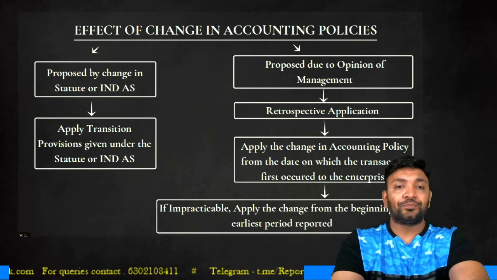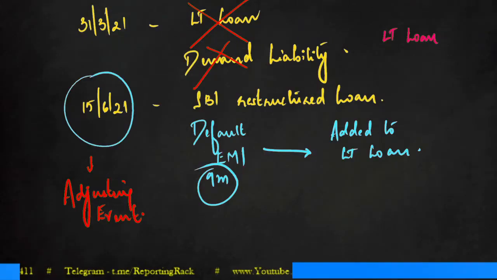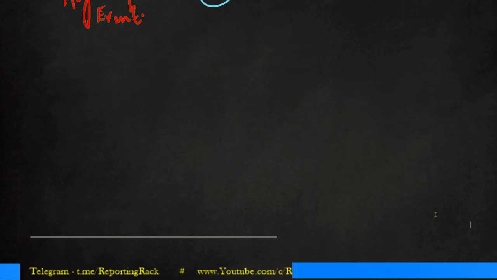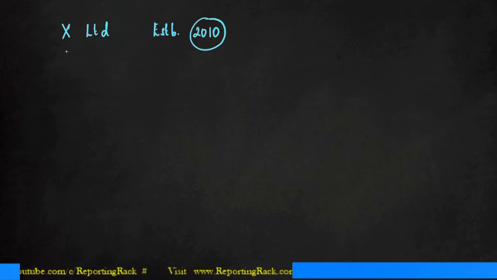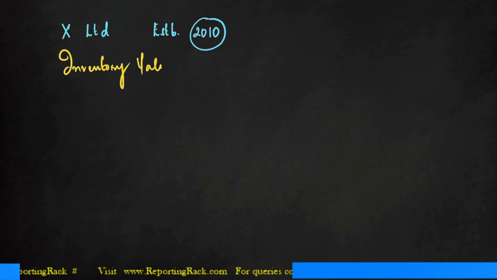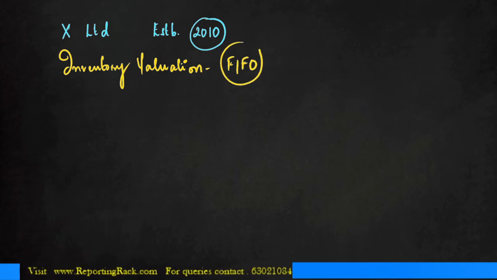Let's understand what this is. Let's say, for example, my enterprise X Limited was established in 2010. I had an inventory valuation which was on FIFO basis, which was effective from 2010 itself. Okay, FIFO basis has been followed.